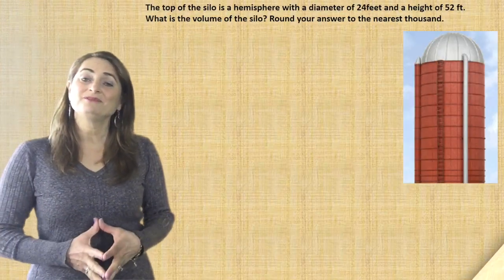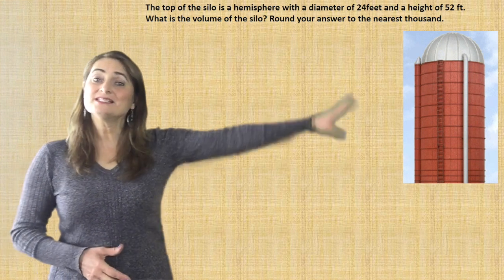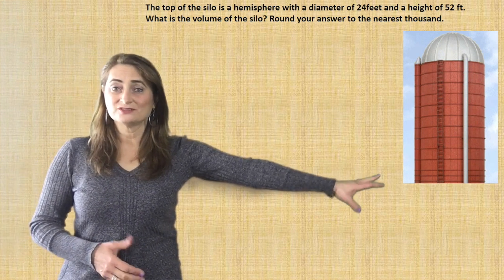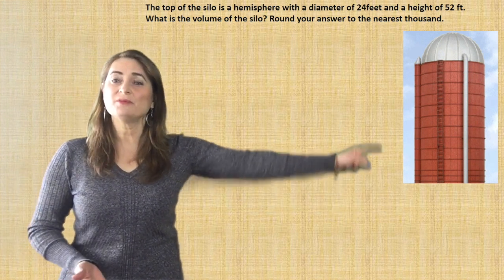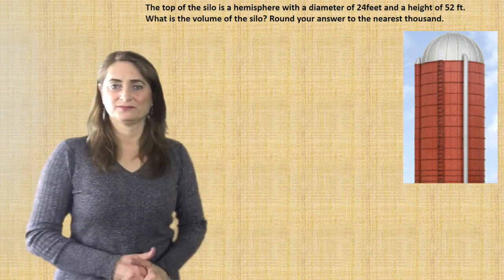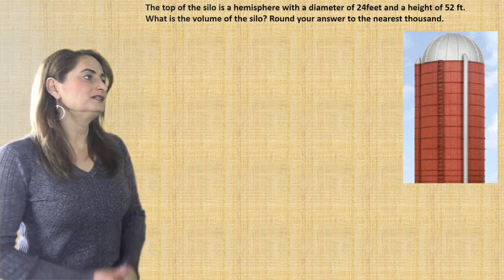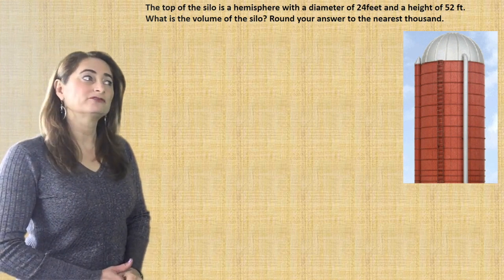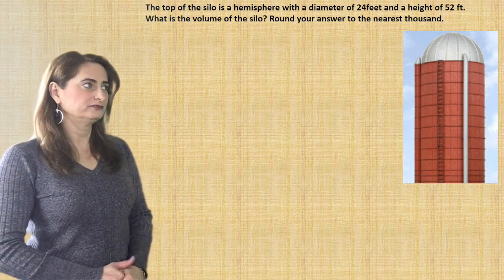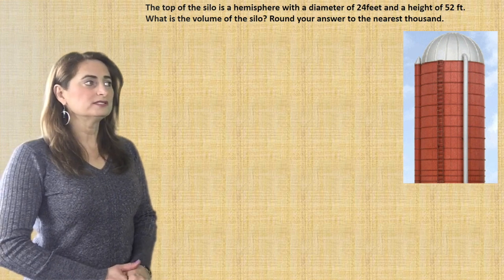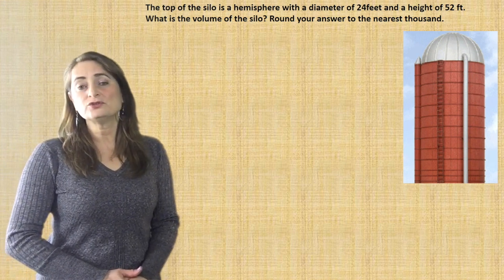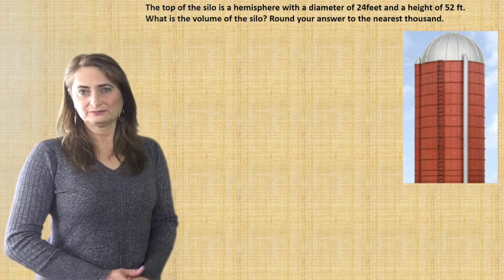Here's the last example for today's lesson. This is a silo farmers use to store grain. It's in the shape of a hemisphere and a cylinder. Let's talk about this example. The top of a silo is a hemisphere with a diameter of 24 feet and a height of 52 feet. What is the volume of the silo? Round your answer to the nearest 1,000.